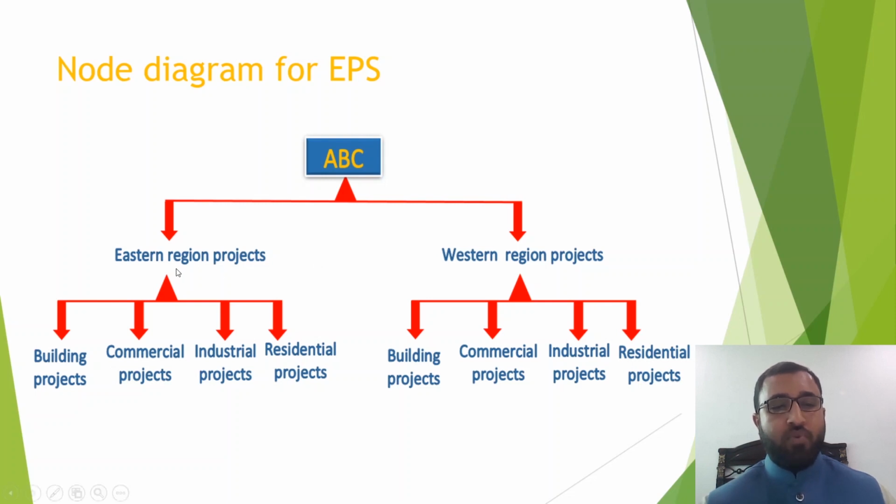Then under the Eastern region projects, in the node diagram, we have building projects, commercial projects, industrial projects, residential projects. Similarly, in Western region projects, we have building projects, commercial projects, industrial projects, and residential projects. So this is just an example. Maybe you are working in the transportation field, then you will have maybe some bridge projects, some road projects, some railway projects. That depends. The purpose of creating an EPS is to divide your company's projects zone wise, area wise, and by type of the projects.